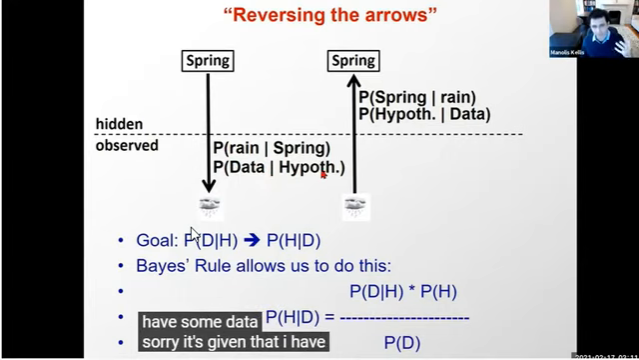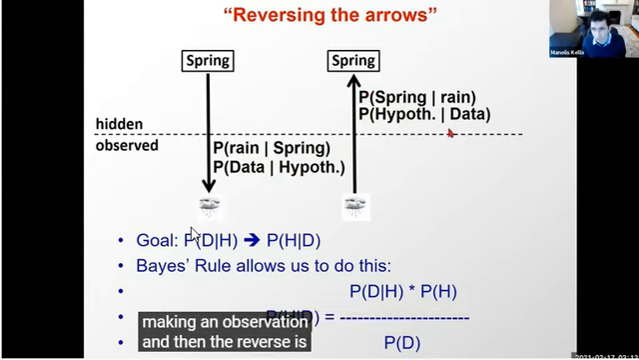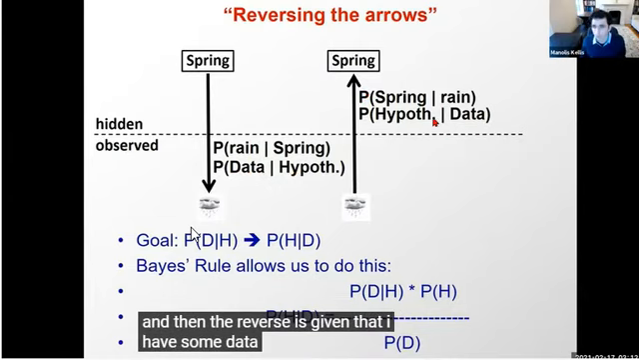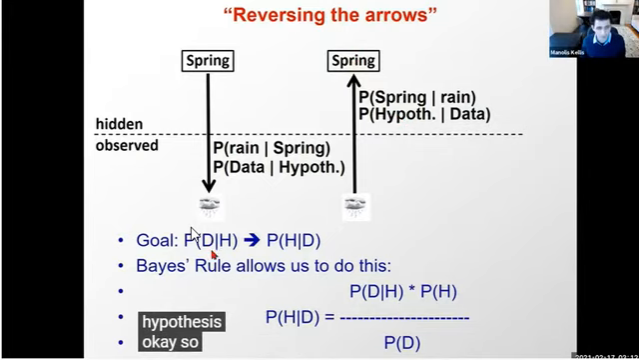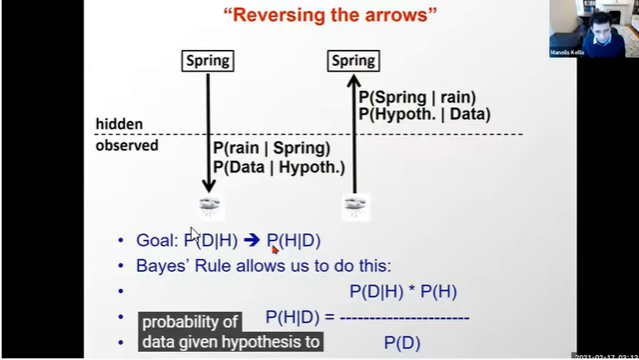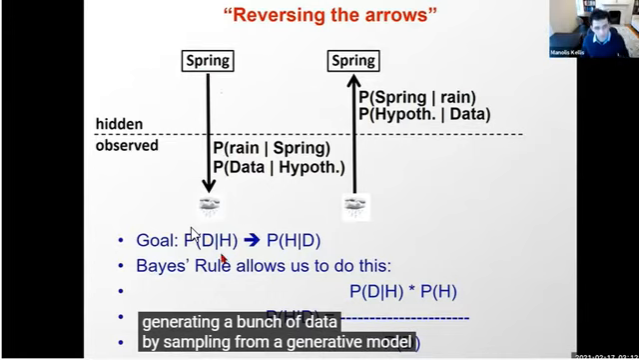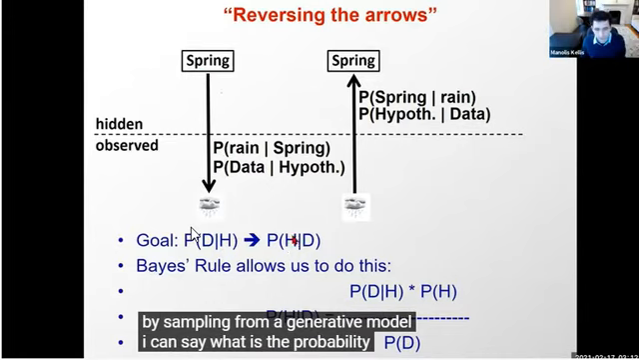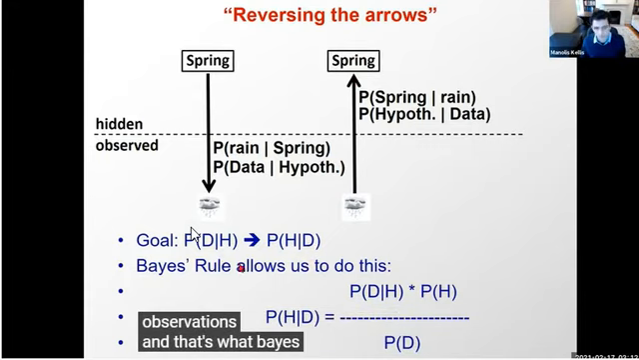So this is the forward probability: given that I have a hypothesis, what's the probability of making an observation? And then the reverse is, given that I have some data, what is the posterior probability of a hypothesis? So the goal is to go from the probability of data given hypothesis to the probability of hypothesis given data. Instead of just generating a bunch of data by sampling from a generative model, I can ask what is the probability of the hidden state of the world given the observations. And that's what Bayes' rule allows you to do.